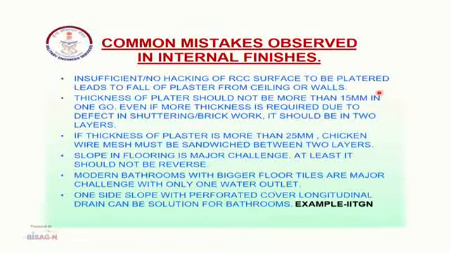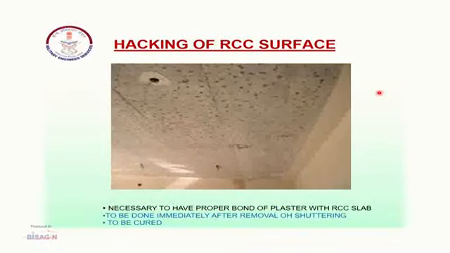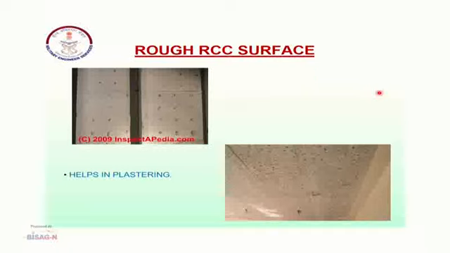Common mistakes observed in internal finishes: insufficient hacking of RCC members; the thickness of plaster should not be more than 15 mm; if the thickness of plaster is more than 25 mm, then chicken wire mesh must be provided. Slope in flooring is a major challenge; at least it should not be a reverse slope. This hacking is required so that plastering can be effective.